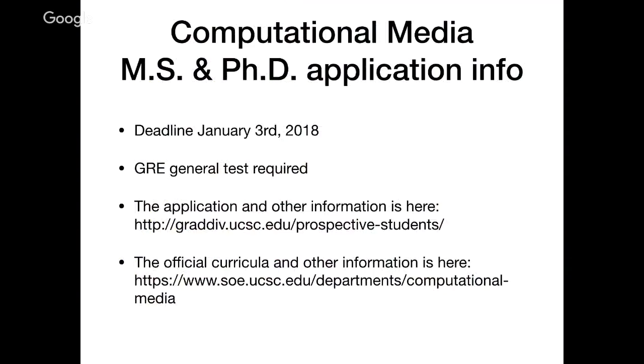And then finally, on a drier note, the deadline is January 3rd. The GRE test is required. The application is online, and there's information there. And the official curriculum is on our department page, which you could find by typing in that whole URL, or you could probably just type in Computational Media UCSC, and you would find yourself there.